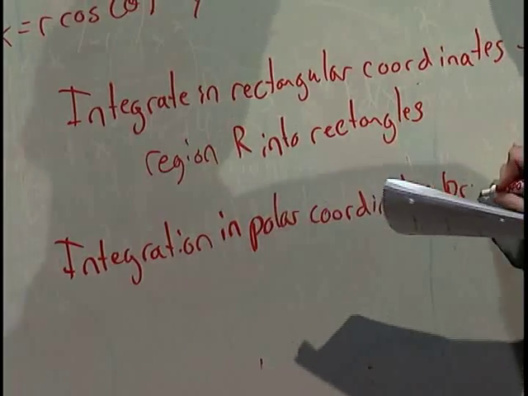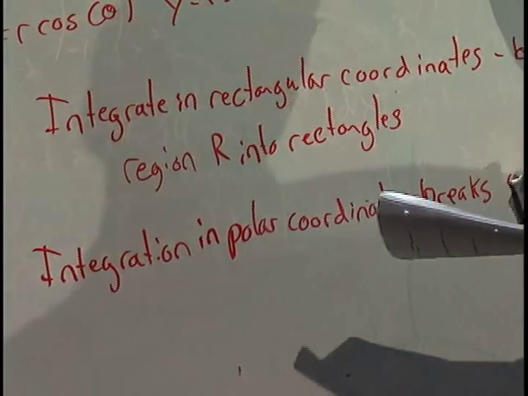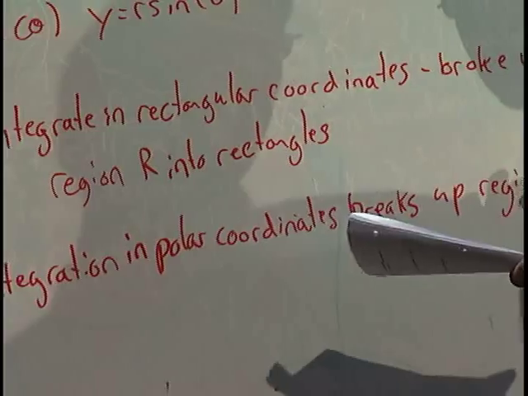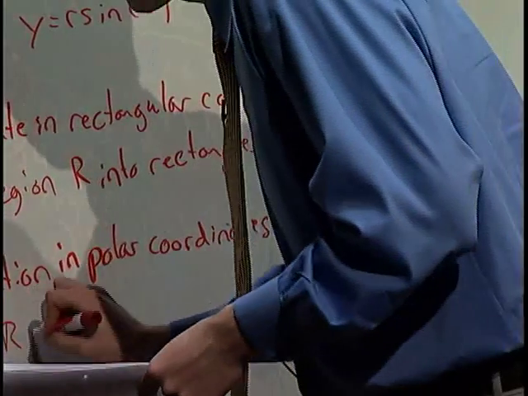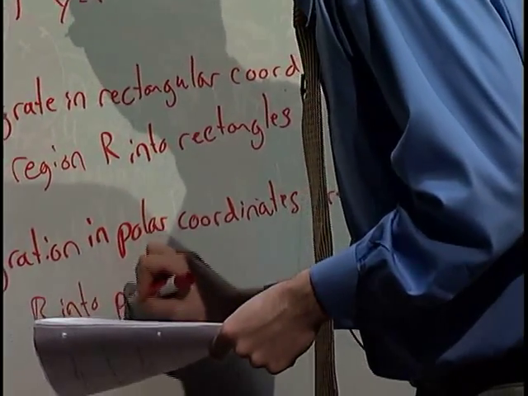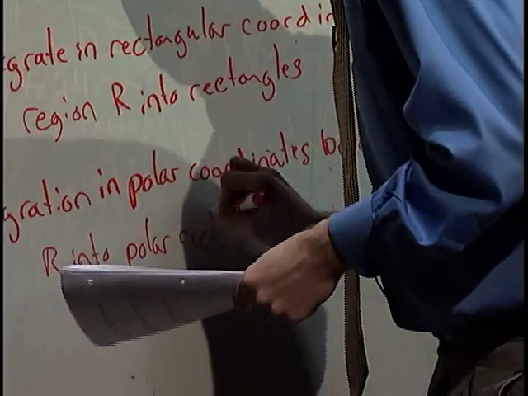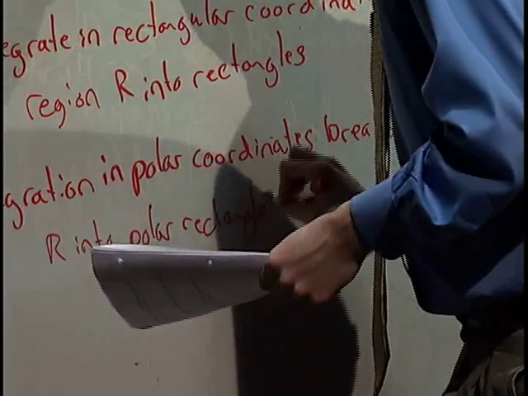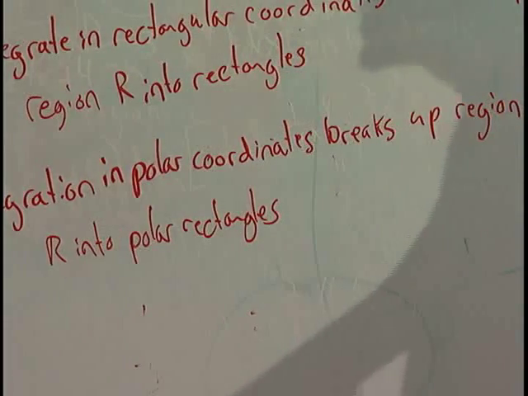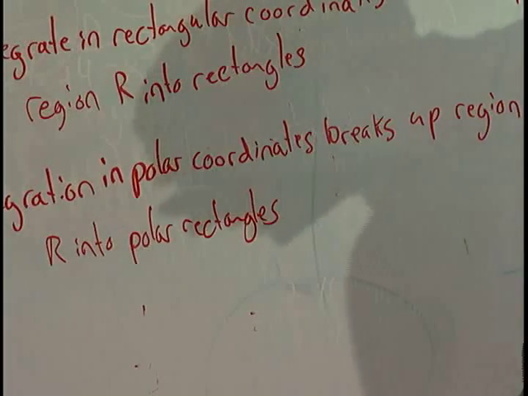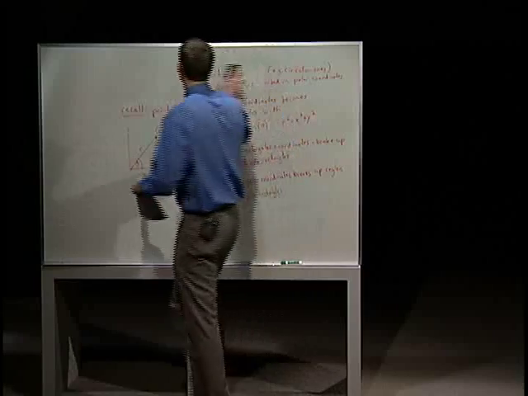So when we integrate in polar coordinates, integration breaks up a region R into polar rectangles. All right, so what's a polar rectangle? Let's draw one.